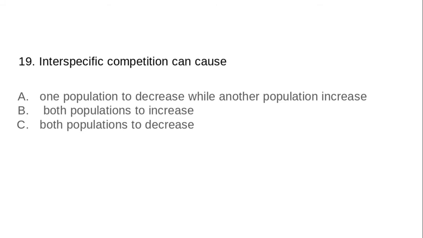Question 19. Interspecific competition can cause, and let's read the choices. Interspecific, remember, that's two different species. One population to decrease while the other one increases. Both populations increase, or both populations decrease. So when there's two different species competing, like the lions and the hyenas, what's going to happen? You're going to write out the entire question and the entire answer. The answer is A. One population is going to decrease while the other one increases.